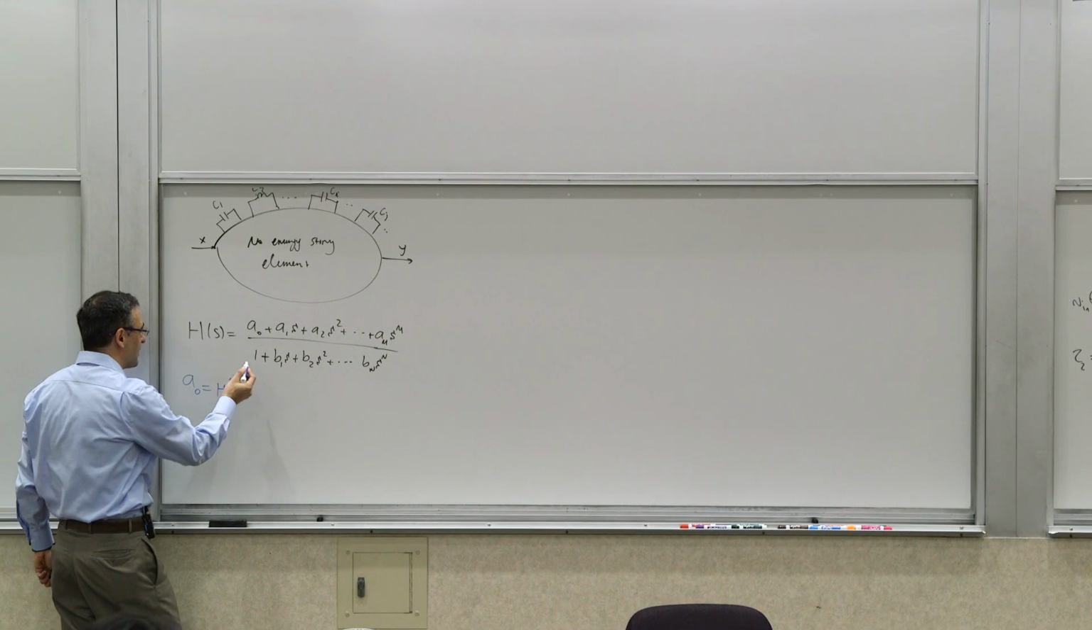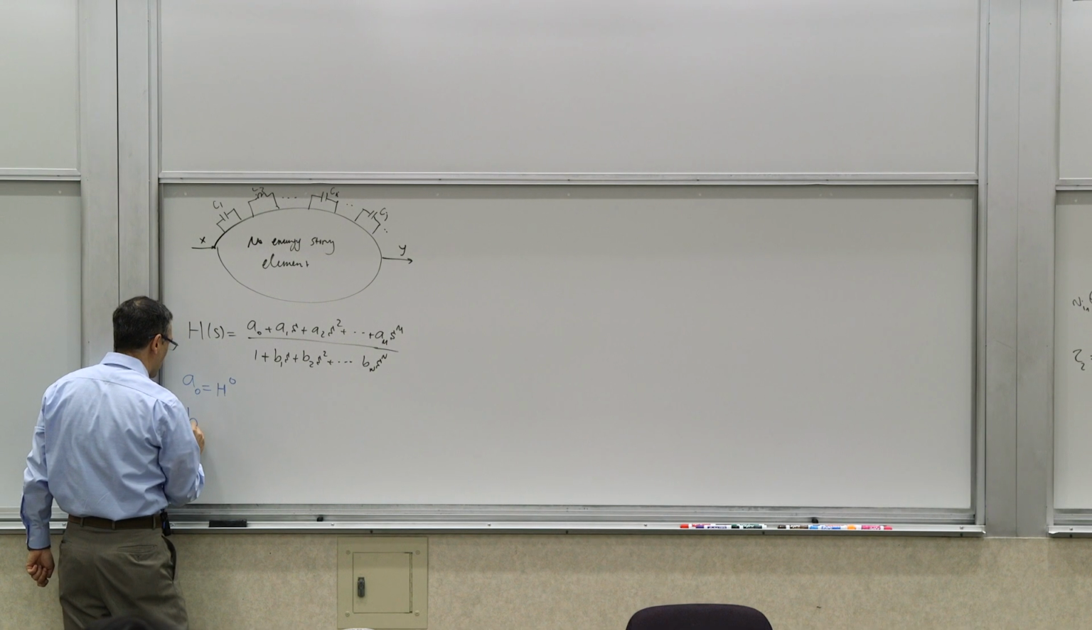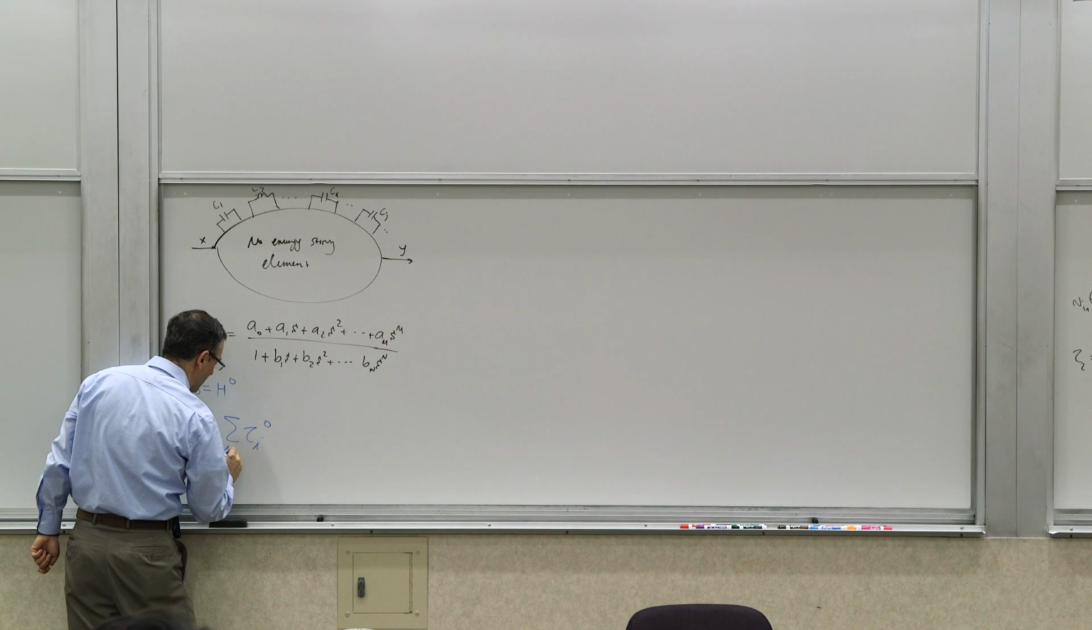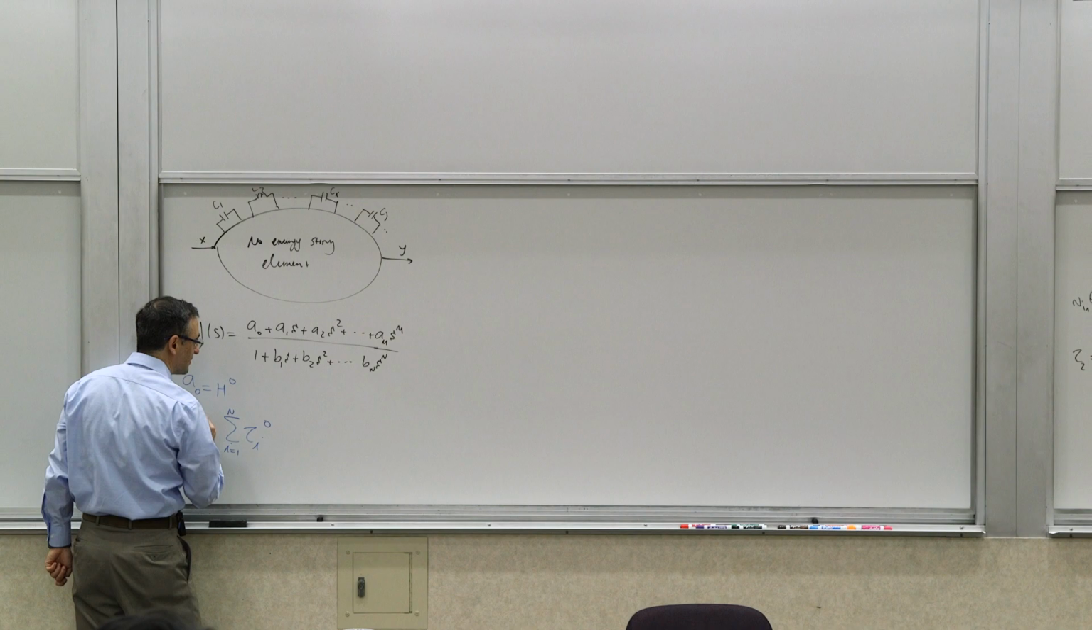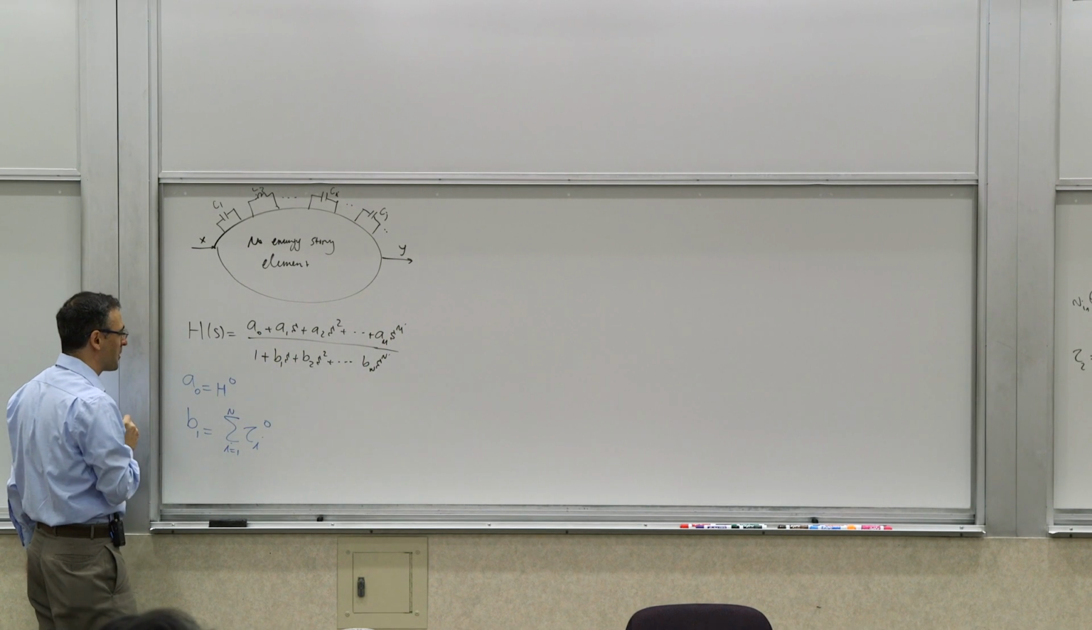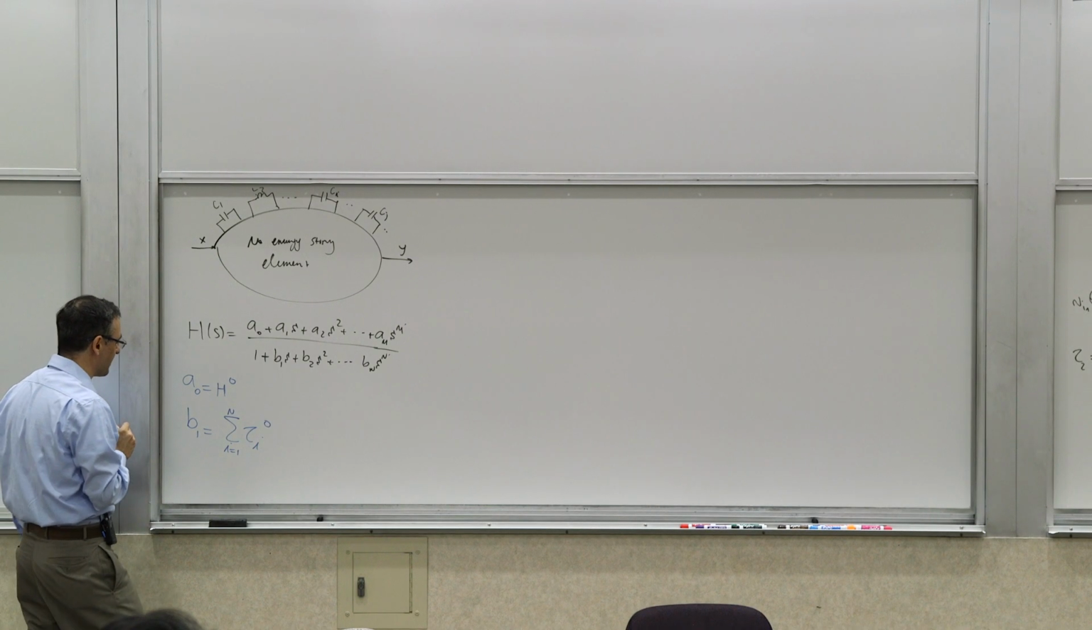So then the other thing that we did, we calculated a1 and b1. b1 was the sum of the zero value time constants, right, from 1 to n. Well, let's make this n prime. n, the number of elements. This is n, the number of elements.